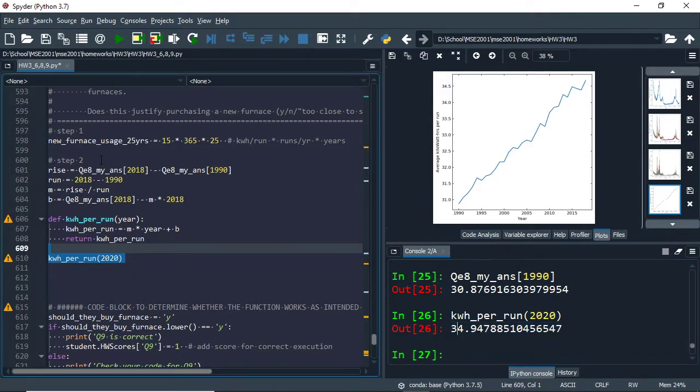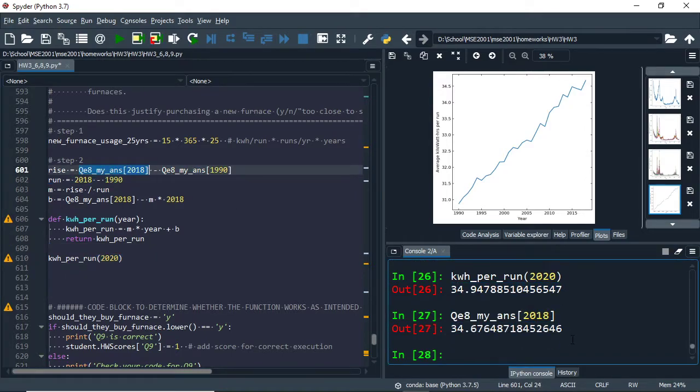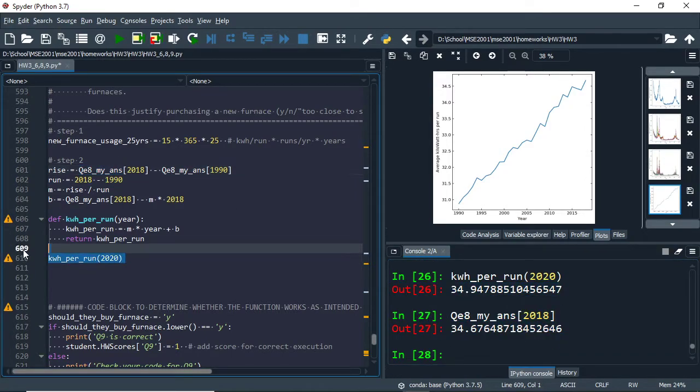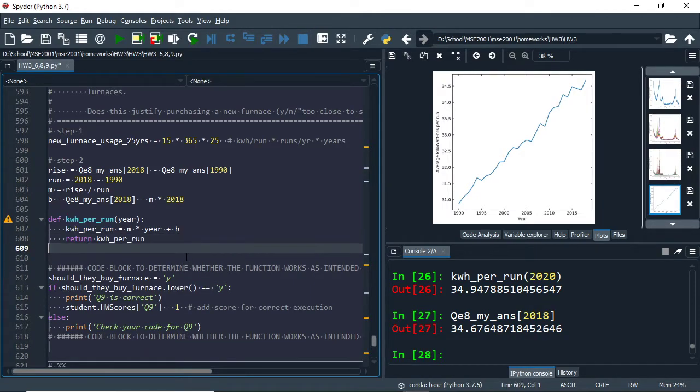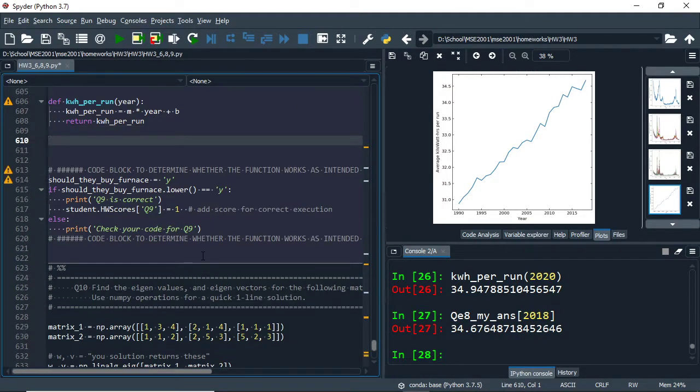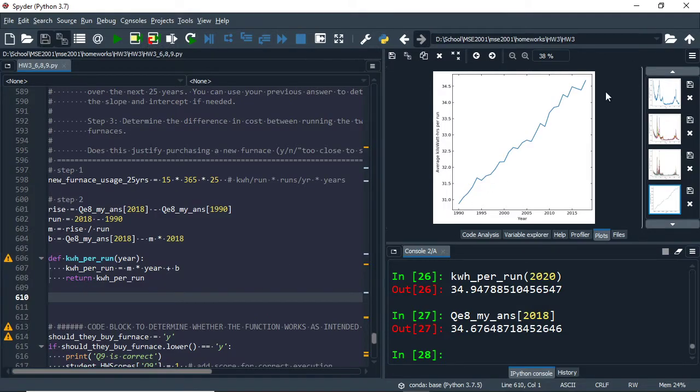So it's just a little bit bigger than 2018. Perfect. So that's the behavior we expect. That function is going to work well for us. Now what do we do from here? Well, we have a future projection of what this old furnace is going to do.